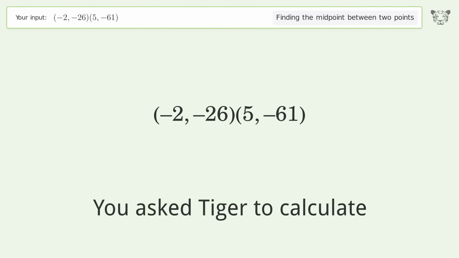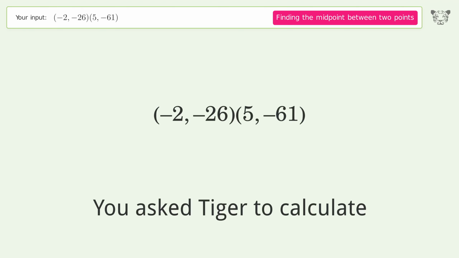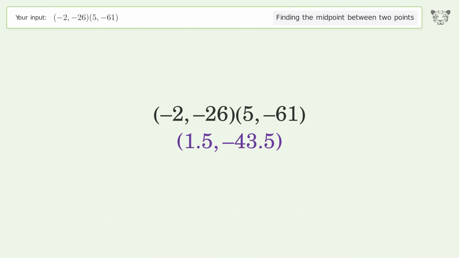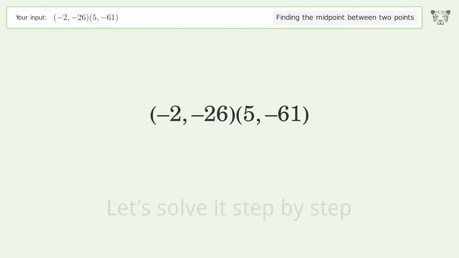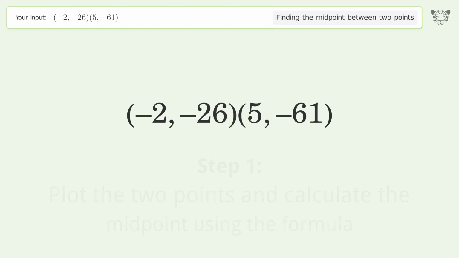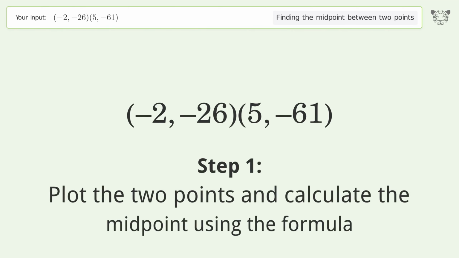You ask Tiger to calculate. This deals with finding the midpoint between 2 points. The midpoint between the 2 points is 1.5, negative 43.5. Let's solve it step by step. Plot the 2 points and calculate the midpoint using the formula.